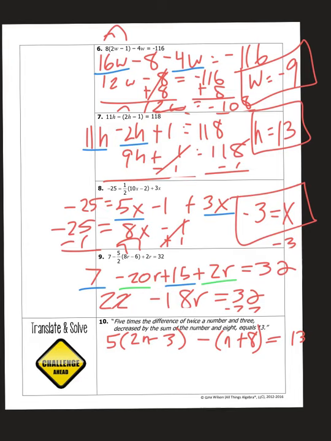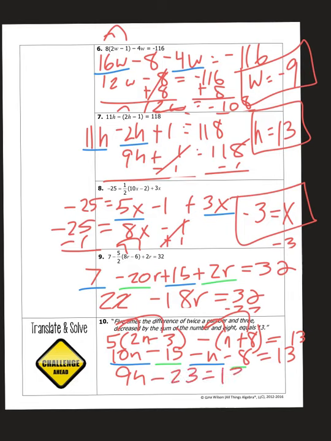Okay, this is a massive problem here. Two distributions, combining like terms, isolate the variable. Here we go. 5 times 2n is 10n. 5 times negative 3 is negative 15. Negative 1 times n is negative n. Negative 1 times 8 is negative 8 equals 13. Combine like terms. 10n minus n is 9n. Negative 15 minus 8 is negative 23 equals 13.